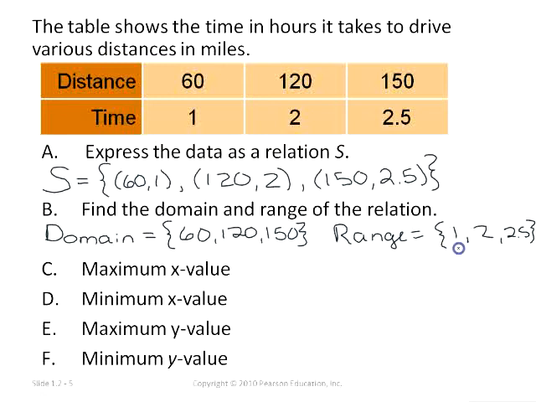If I want the maximum x value, the maximum distance in our relation, the maximum x value is 150. The minimum x value is 60. The smallest in the domain is 60. The largest in the domain is 150. The maximum y value would be the maximum in the range, so that would be the 2.5. And the minimum would be the 1, because it's the smallest number in our range.